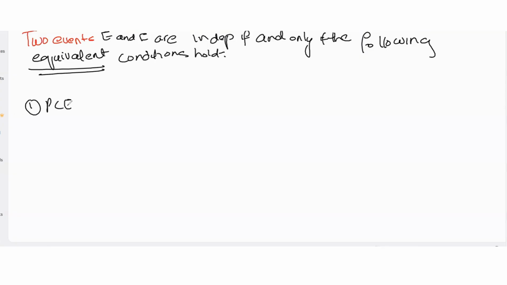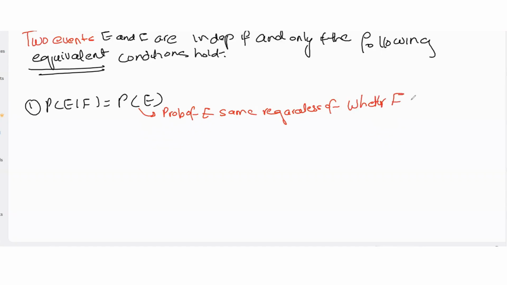Number one, the probability of E given F is equal to the probability of E. So the probability of E is the same regardless of whether F is given or not. In this case, the occurrence of one event, F, does not affect the probability of occurrence of event E, so E and F would be independent.